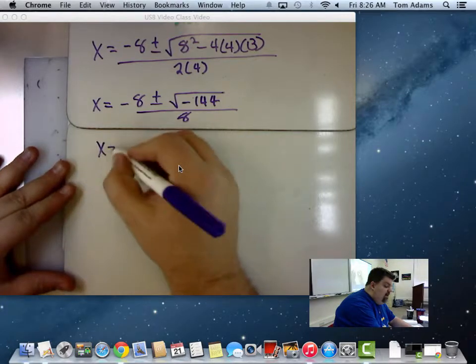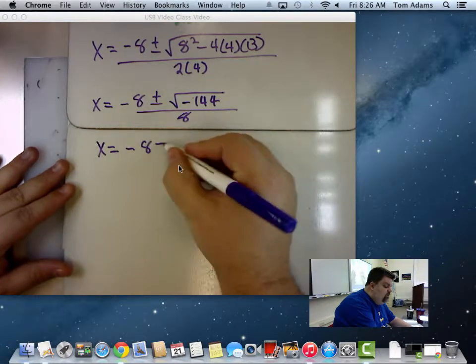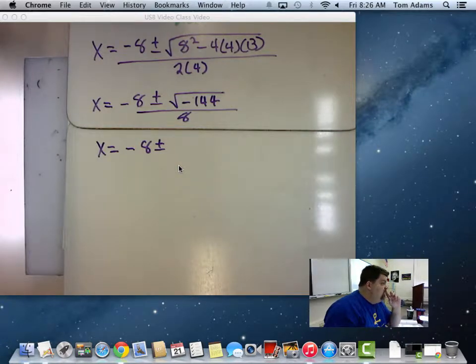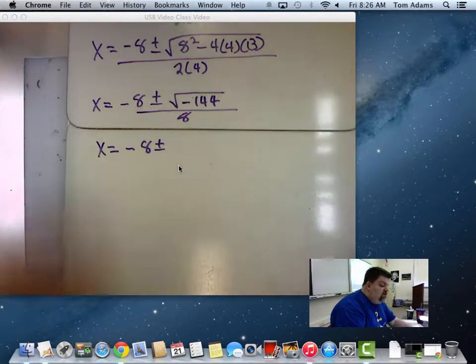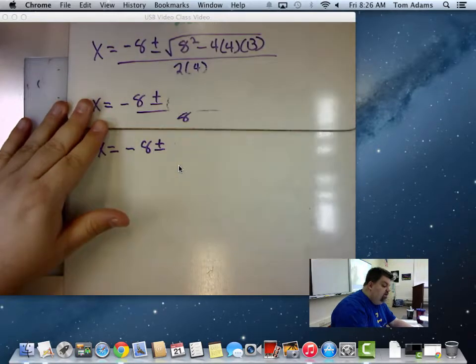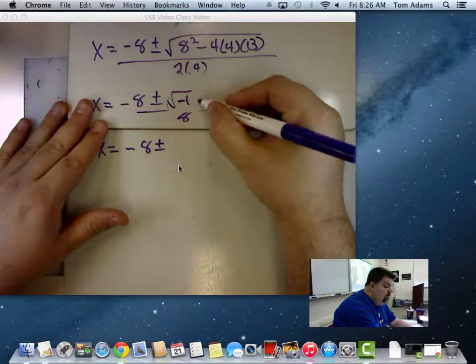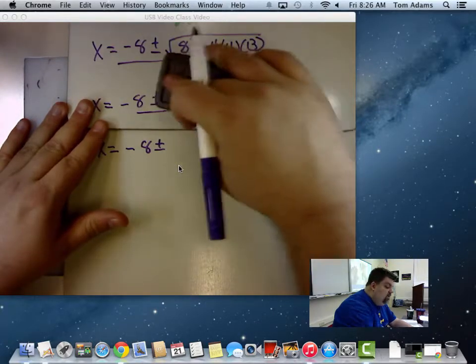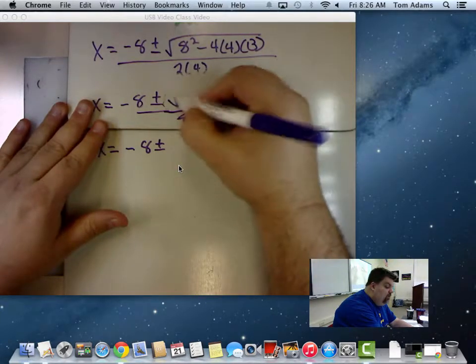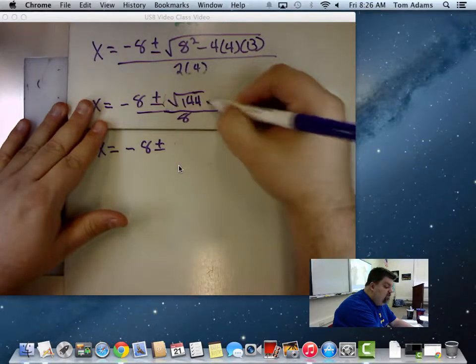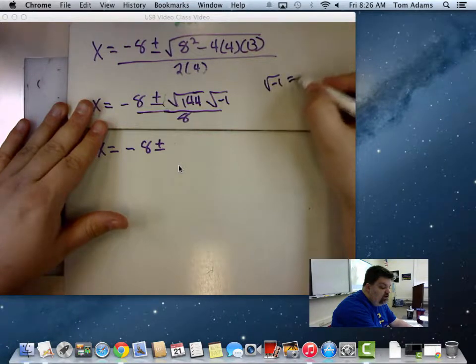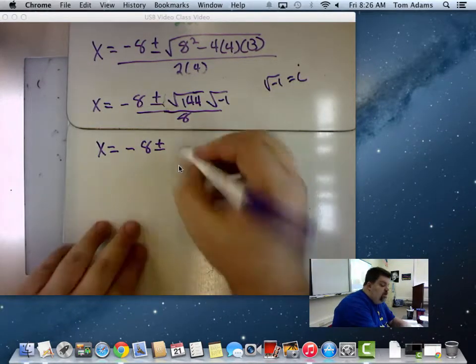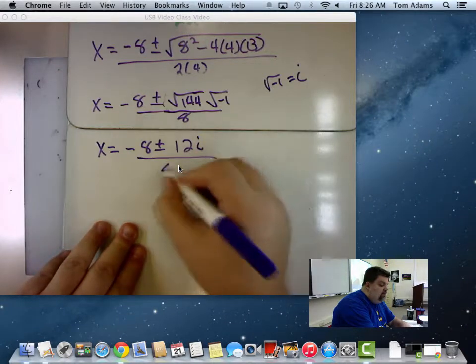So then what I'm going to do is I'm going to say x is equal to minus 8. What's the square root of 144, though? 12. So what do I write here, then? Remember that we could change this, the negative 144. Isn't that the same as the square root of negative 1? Or wait, let me write it another way. Isn't that the same as the square root of 144 times the square root of negative 1? Yep. And remember that the square root of negative 1 is just i. So this becomes 12i, all over 8.